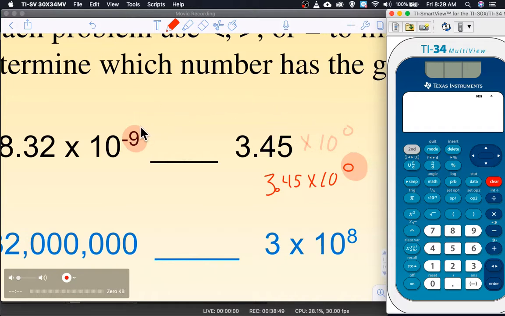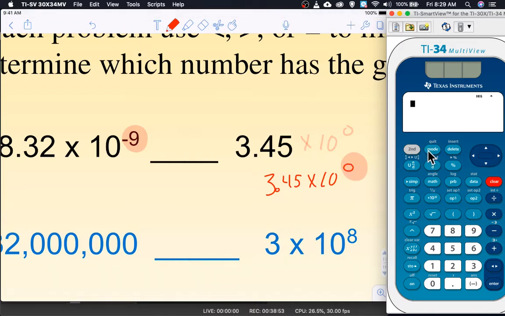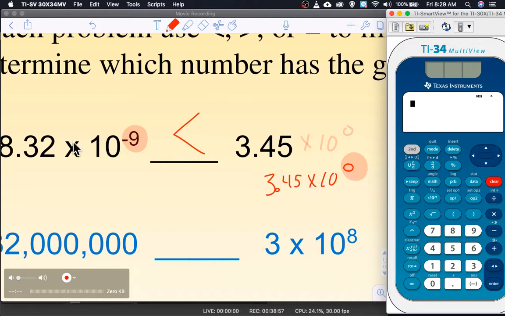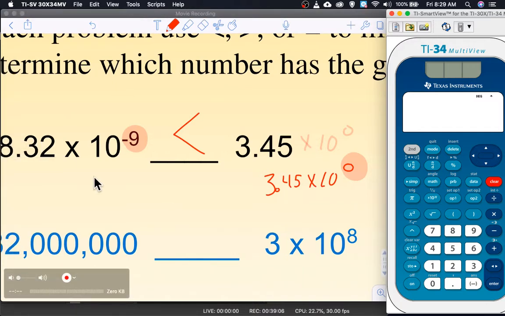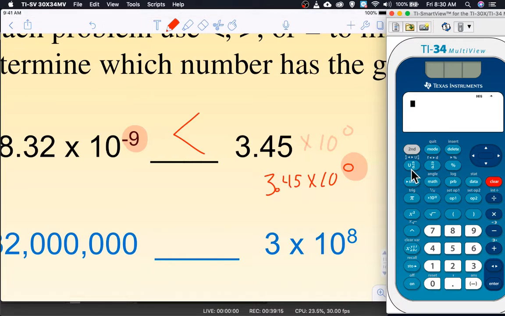So in this case, -9, 0. 0 is the bigger number, which means that this number here has the bigger value. This number, because it's a -9, would be 0.00000000832. I was actually counting zeros on my fingers. Okay, so this would be very small, where this is at least 3.45.